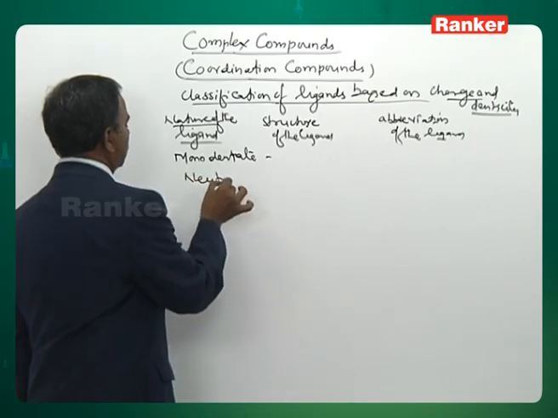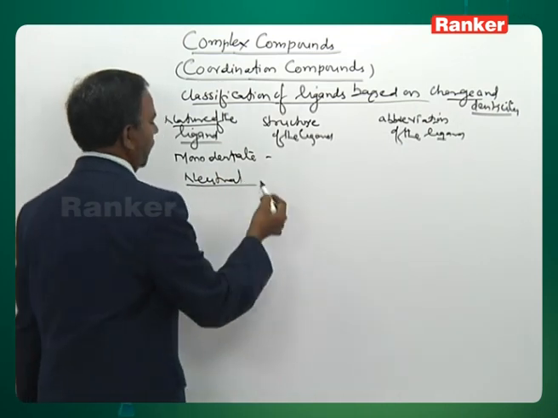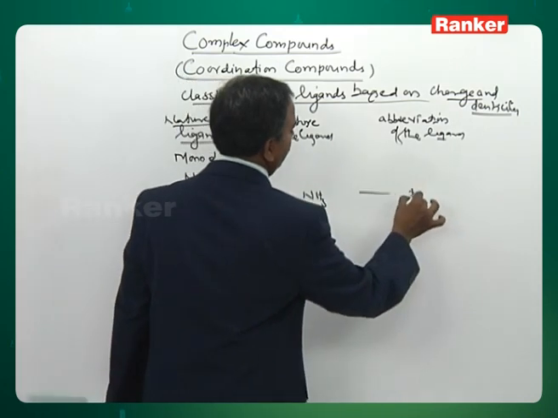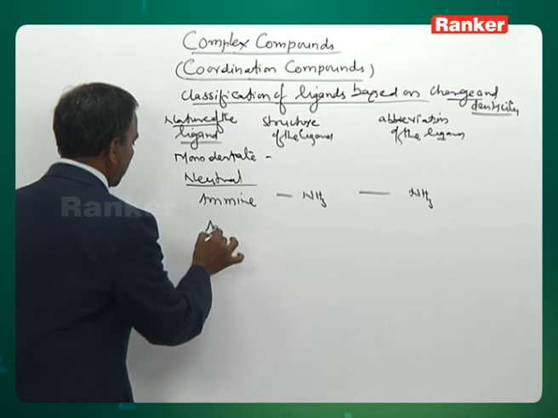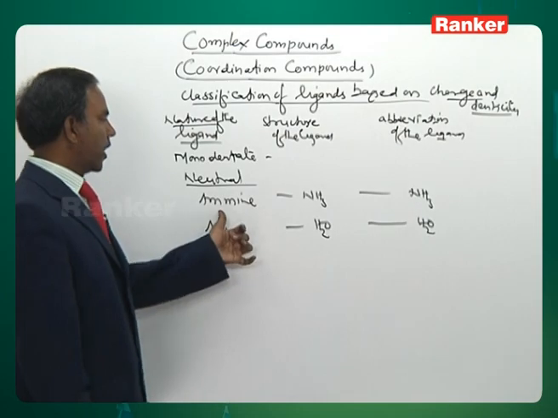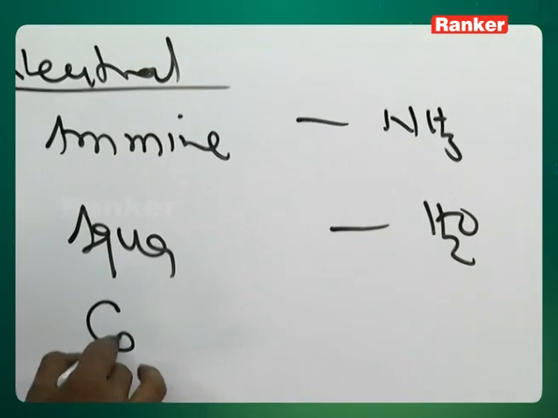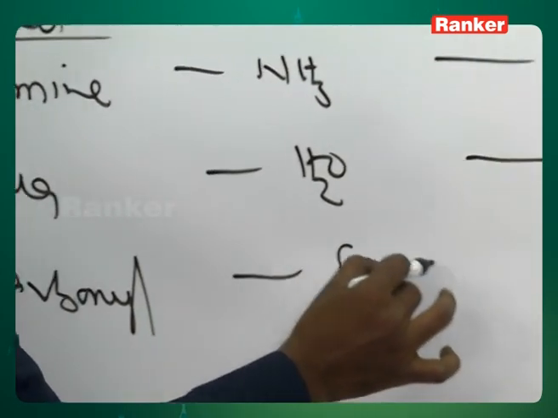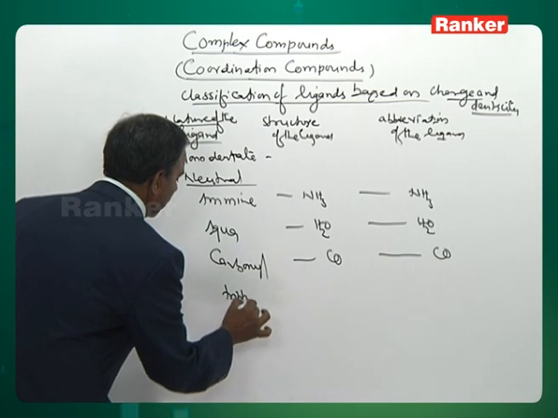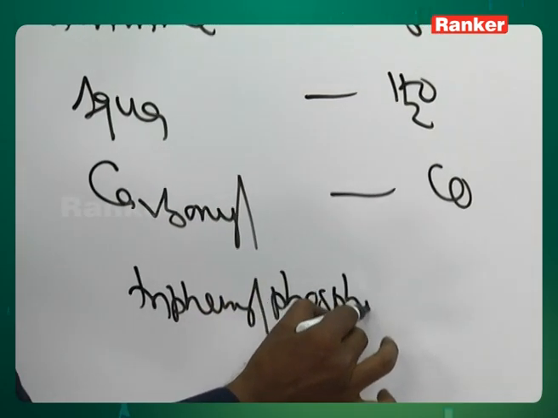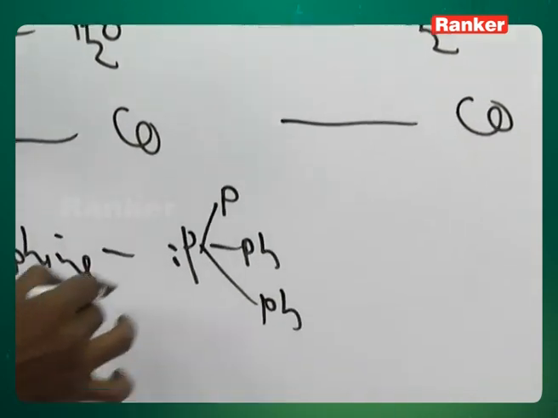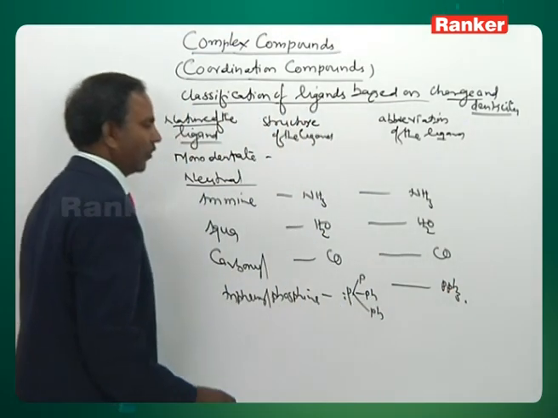For monodentate neutral, let us take amine, simply NH3, also shown as NH3 in the complex. Second, the aqua ligand, which is H2O, shown simply as H2O. Next, carbonyl ligand, which is CO, represented simply as CO. And triphenylphosphine, PPh3, represented simply as PPh3.